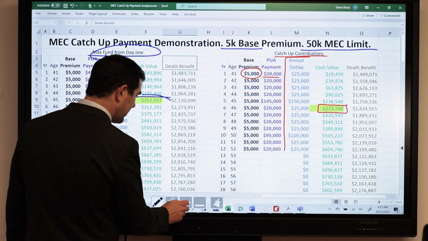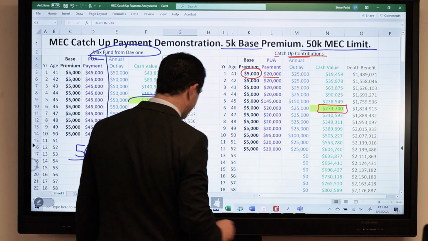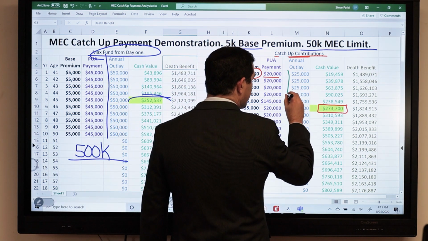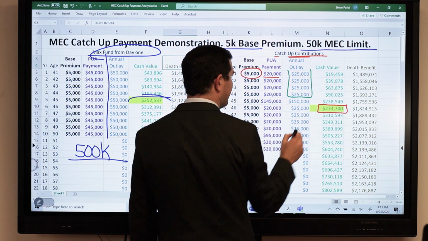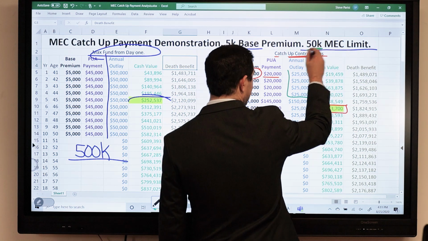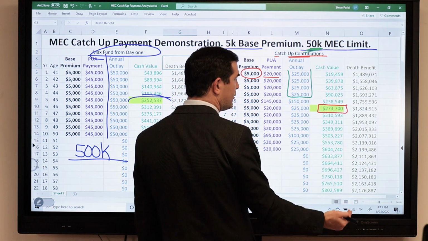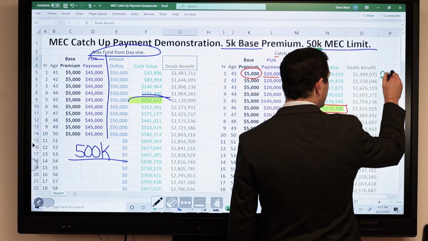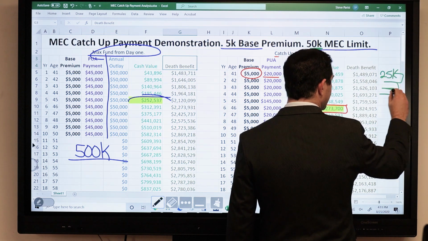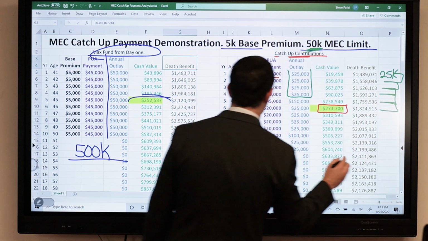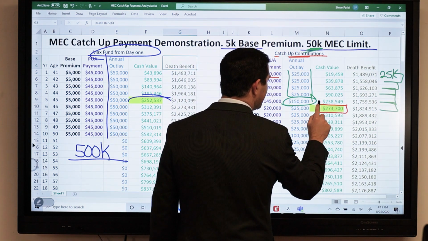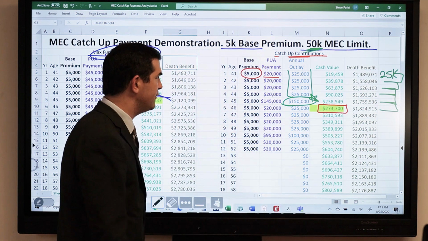Here's really what I want to focus on though. Let's put this in green. Years 1 through 4, we paid in $25,000. The MEC limit was $50,000 in this example. So just like that example we had on the whiteboard, the unused MEC space is rolling over year to year. That is how I make a large catch-up payment, a total of $150,000 into the policy in year 5.